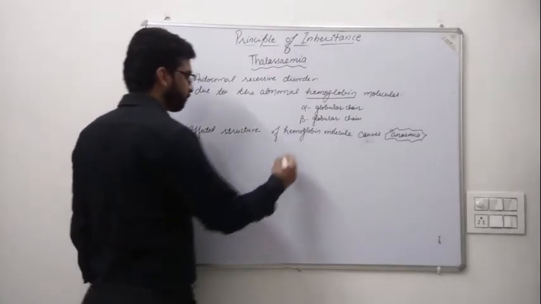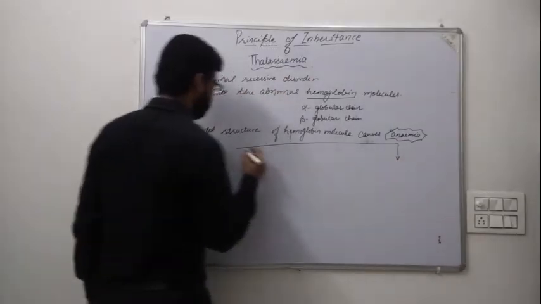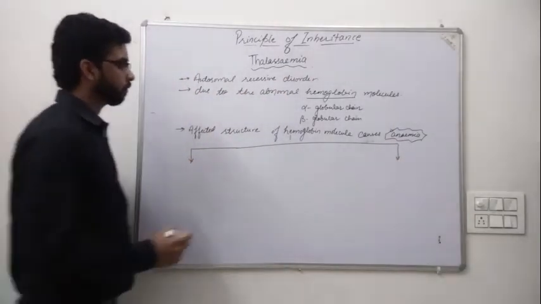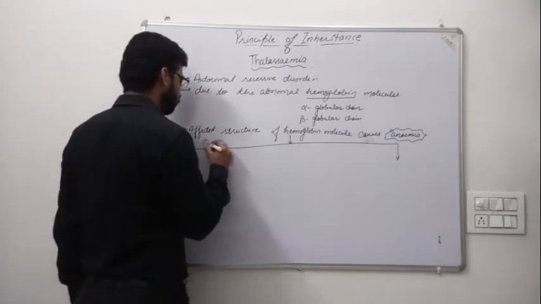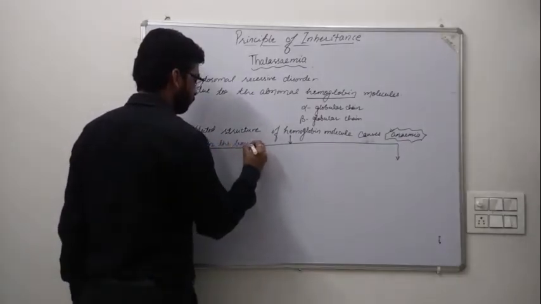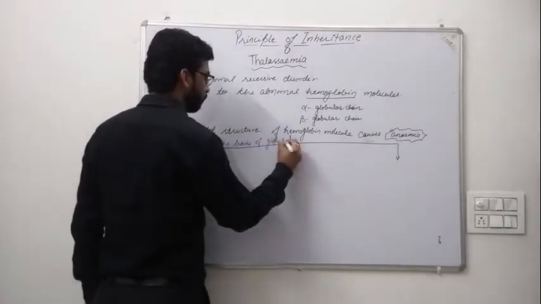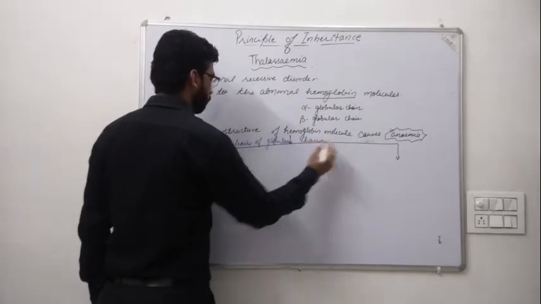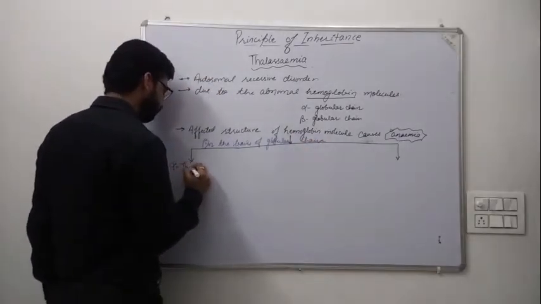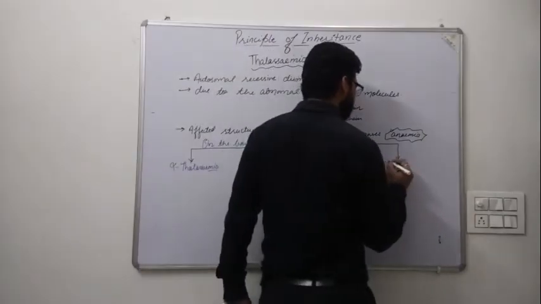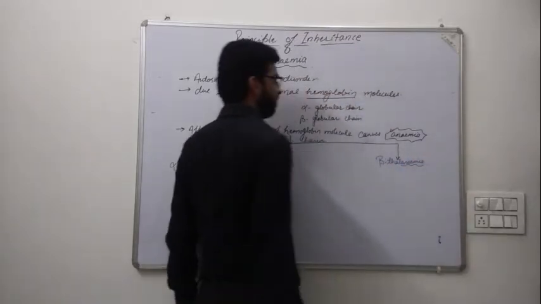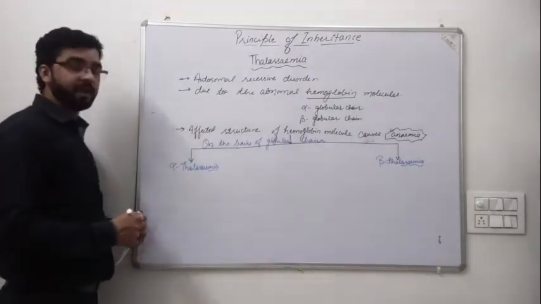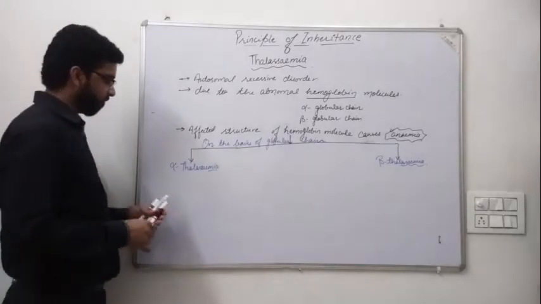Now the next is, on the basis of affection of alpha or beta globular chain, it is of two types. On the basis of globular chain, that is alpha thalassemia and beta thalassemia here.